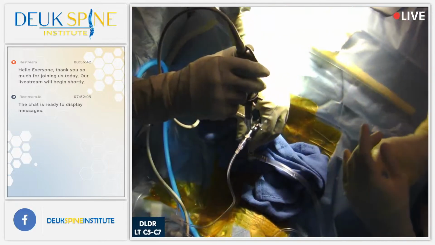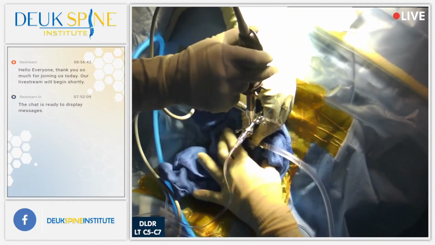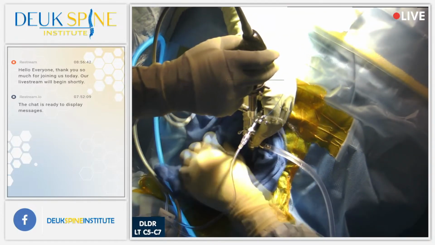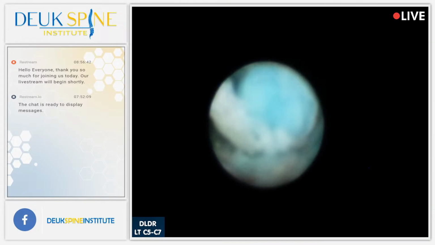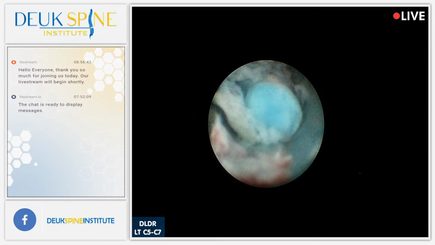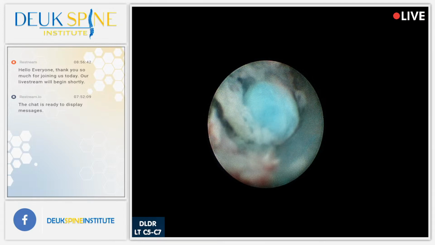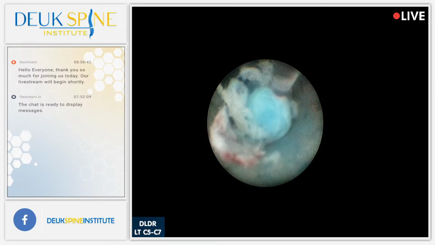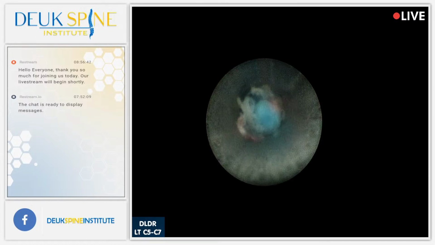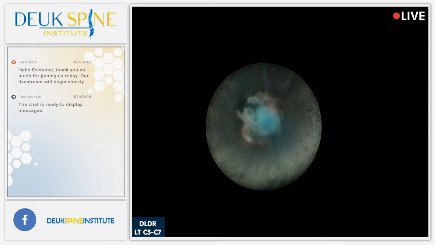We're going to start by fixing the C5-C7 disc. You can see a herniation right there, the blue stuff. How do I know? Because we used a blue stain to stain the herniation. And only the nuclear herniation gets stained with that blue stain. All right. There's the laser fiber. You all see that at 12 o'clock? Yes, we do. Excellent.